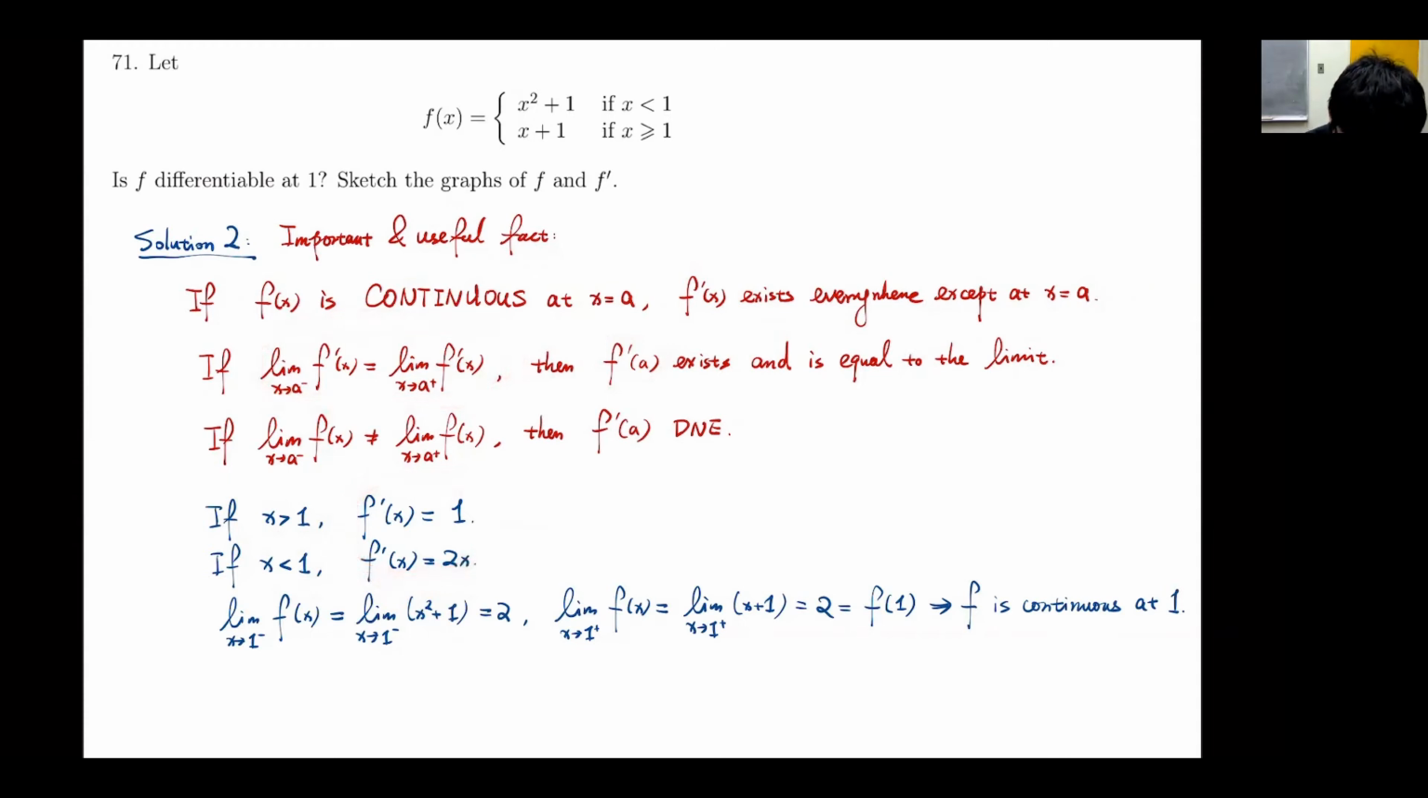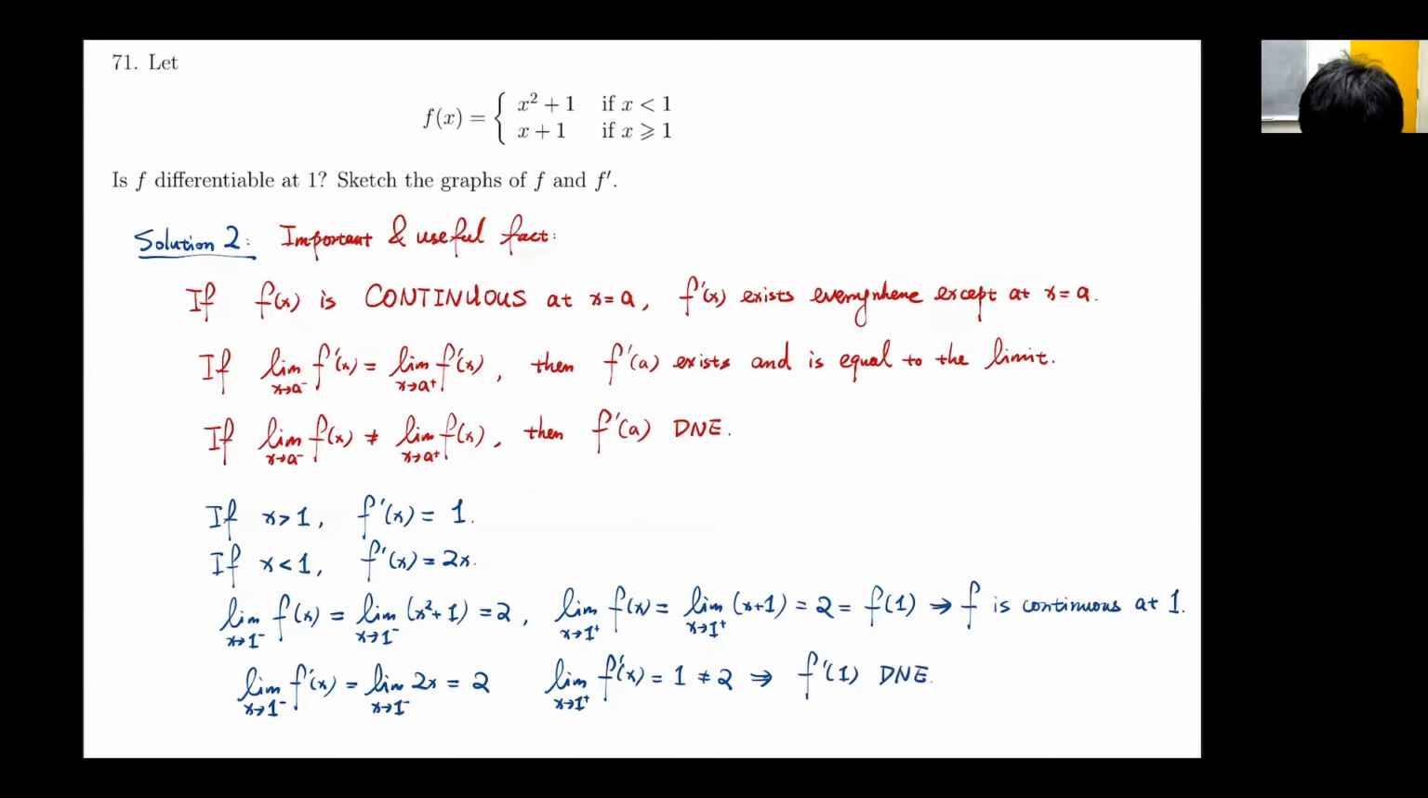You could directly see that the left-hand limit of f prime of x, which is the left-hand limit of 2x, will be 2, but the right-hand limit of f prime of x is going to be 1, and this is not equal to 2. So from this fact, we can conclude that f prime of 1 does not exist. Okay, so this is the second way of answering whether or not f is differentiable at 1, and the conclusion is f is not differentiable at 1.